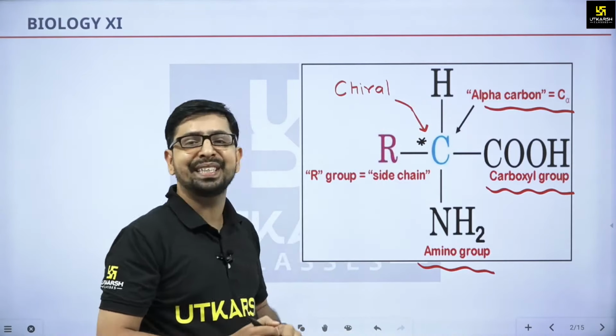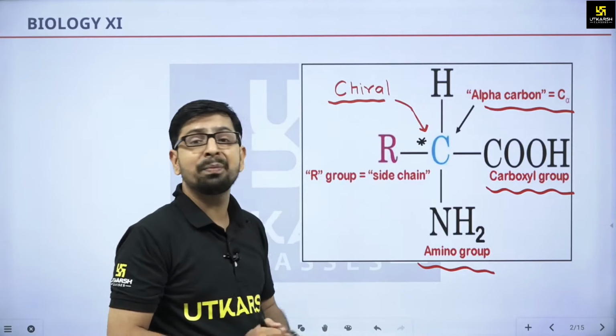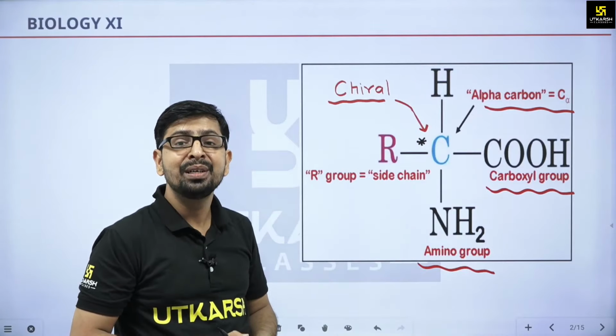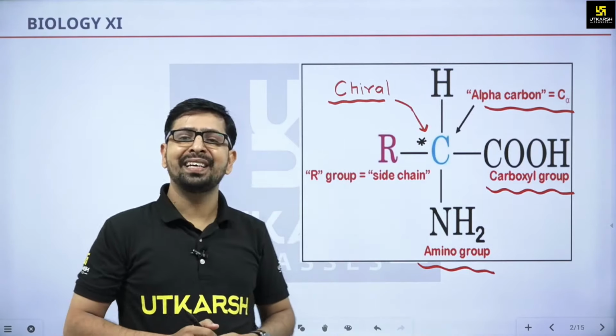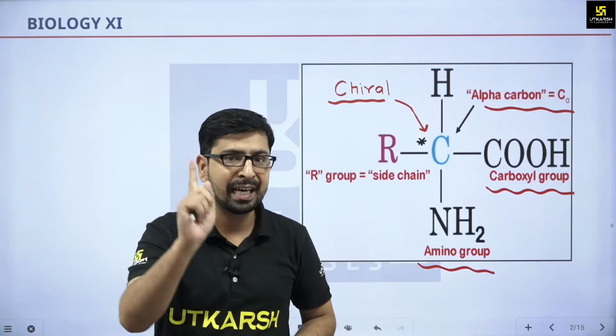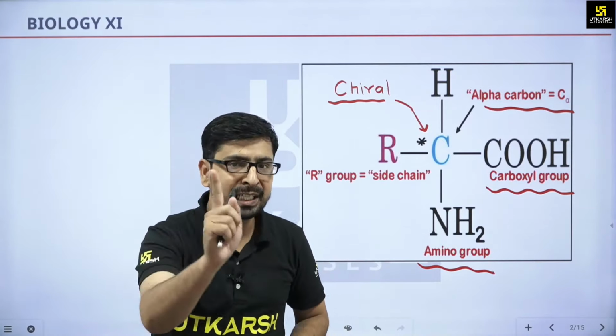Chiral carbon is attached to four different atoms or molecules, and due to the chiral carbon, amino acids show optical isomerism, except one, glycine. Keep in your mind, glycine does not show optical isomerism because there is no chiral carbon, no asymmetric carbon. Clear? Okay, next topic is magic 20.